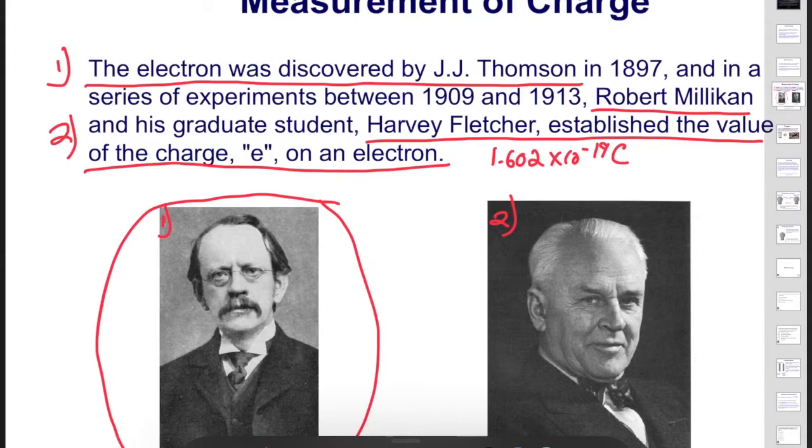But then we have Robert Millikan and his student Harvey Fletcher, and they found the value of the charge of the electron, that if you remember is equal to 1.6 times 10 to the negative 19. And this right here is Millikan.